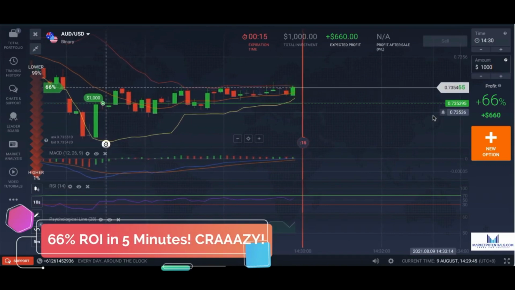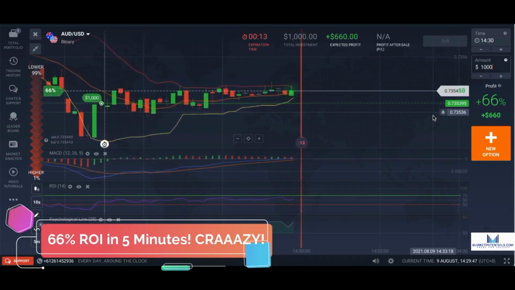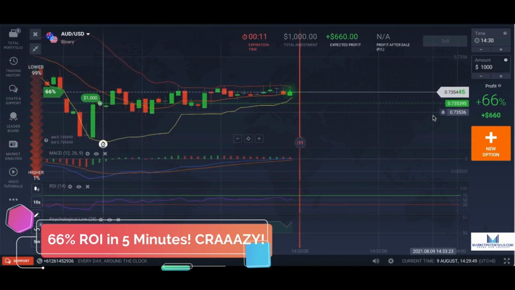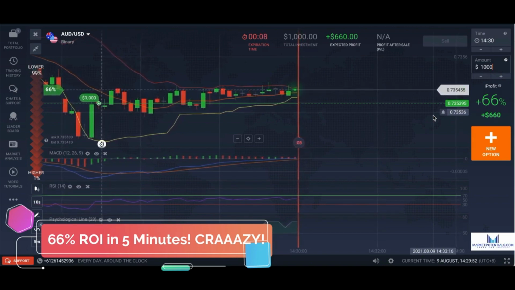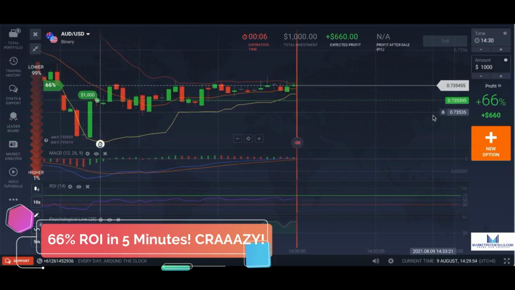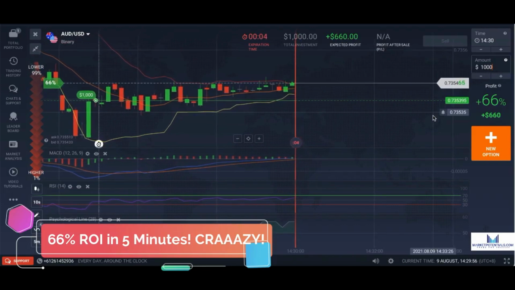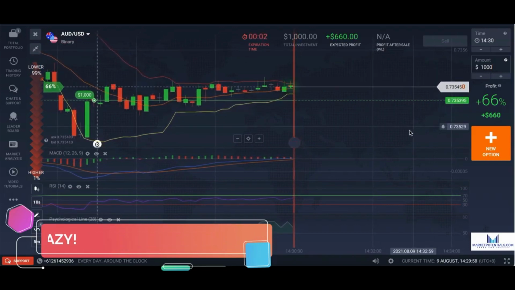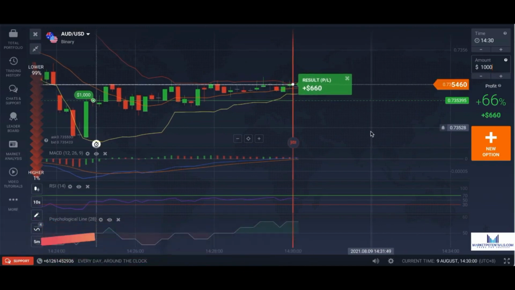That's crazy, guys. Like literally nuts, the kind of ROI you can stand to potentially make from binary option trading, which is why I encourage all new traders to try this out. Because it's crazy, the kind of returns you stand to make. So let's see what happens, and here we go.